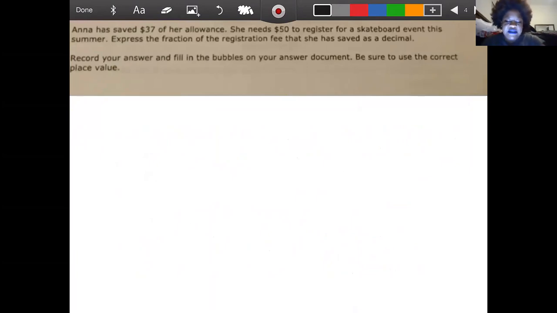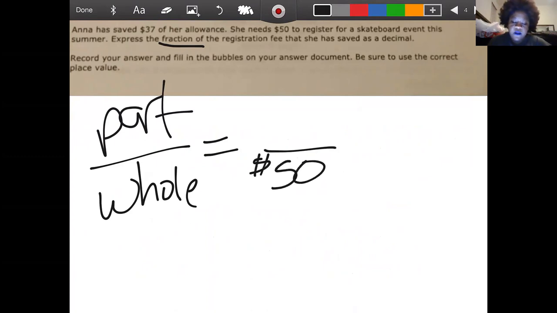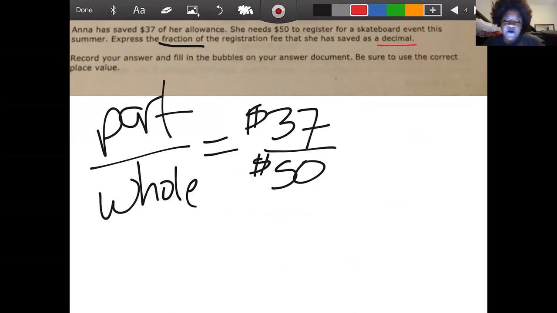Next, Anna has saved $37 of her allowance. She needs $50 to register for a skateboard event this summer. Express the fraction. So it's already telling you that you're going to make a fraction, part over whole, of the registration fee. So the registration fee is $50, and the part that we have is 37. So she has $37 out of $50 for the registration fee. That's a fraction, but it's telling you to express it as a decimal for your answer.